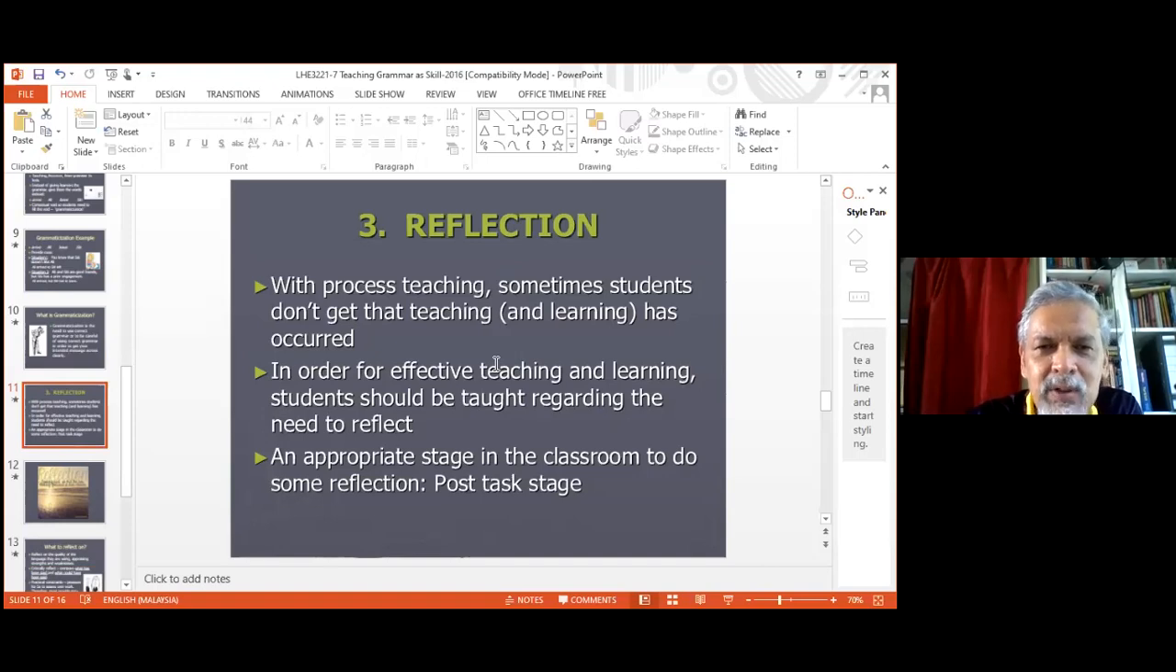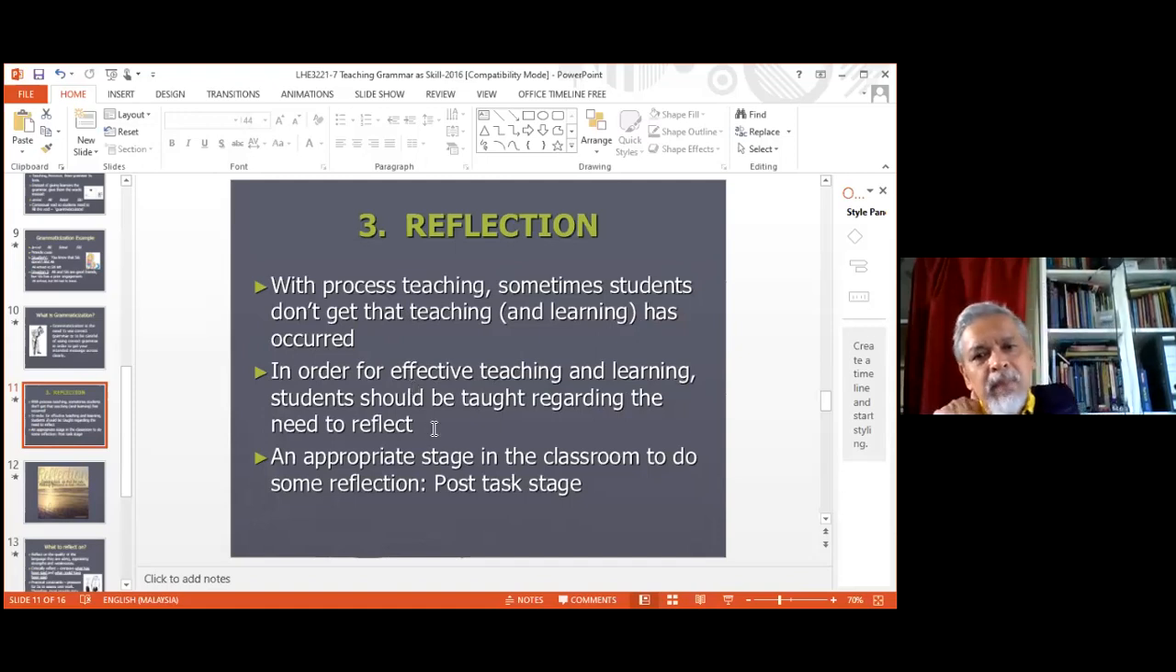But sometimes the students don't get to see teaching happening, because to many of them, teaching means the teacher telling them what to do or what is right and what is wrong. But teachers are facilitators. They don't necessarily have to do that nowadays. But they have to plan a very good lesson so that learning happens. So with process teaching, sometimes students don't get that teaching has occurred, and learning has occurred. In order for effective teaching and learning, students should be taught regarding the need to reflect.